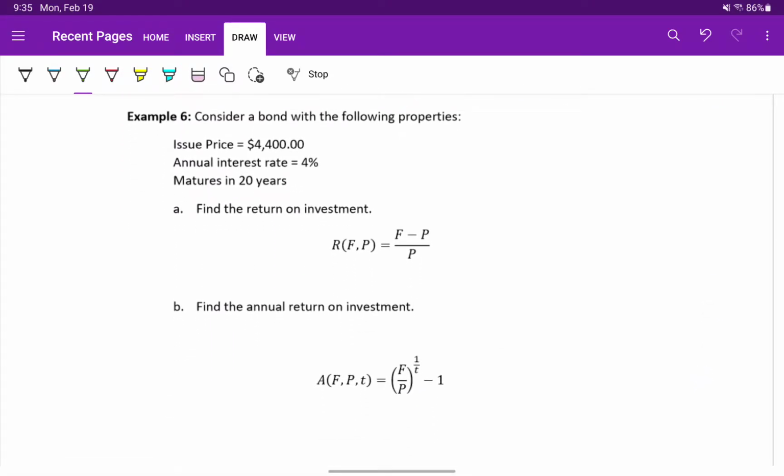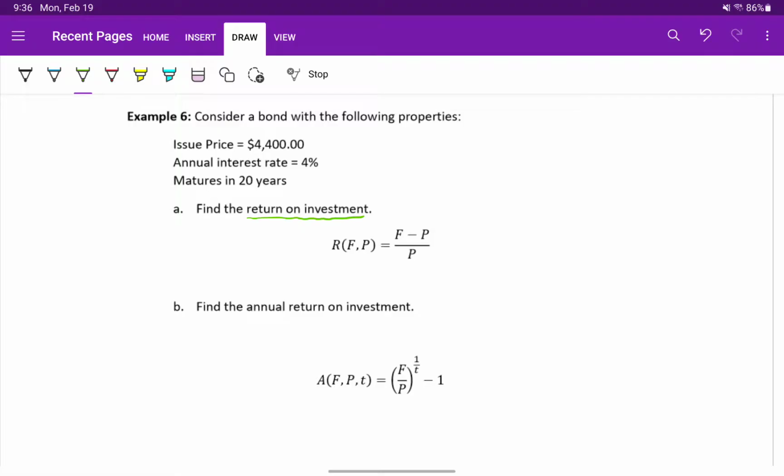In example 6, we're again given information about a bond with some specific properties, but now we want to calculate two different values, the return on investment and the annual return on investment. The return on investment compares the profitability of different investments. So we have different investment types, ways interest is paid and you accrue money with that investment. But the return on investment is a way of sort of leveling the playing field and just comparing how much of a return you got on your initial investment, kind of regardless of everything else.